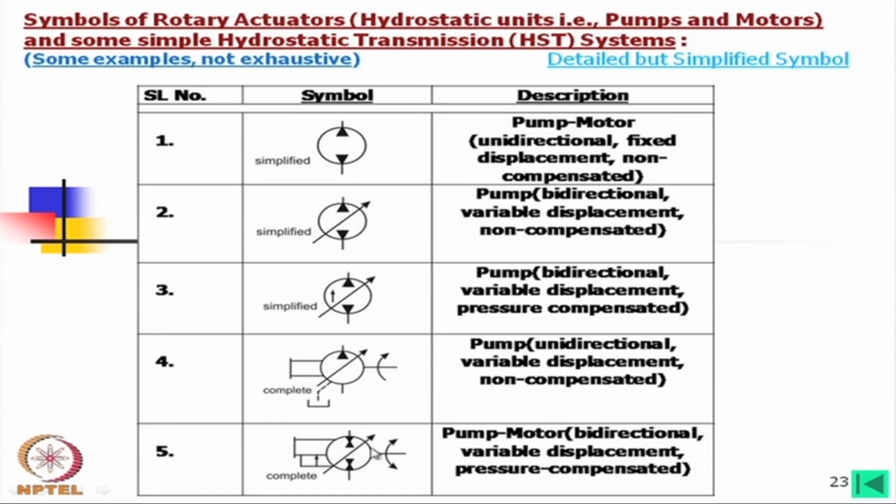These are usually used. For example, this we have already learned. In that case, this is a bidirectional variable displacement pressure compensated pump. Pressure compensated means there will be an arrow like this. In that case, there is an external drain, and this is a unidirectional variable displacement pump, and this is of course non compensated. In this case, this is compensated, an arrow is there, and this is bidirectional.